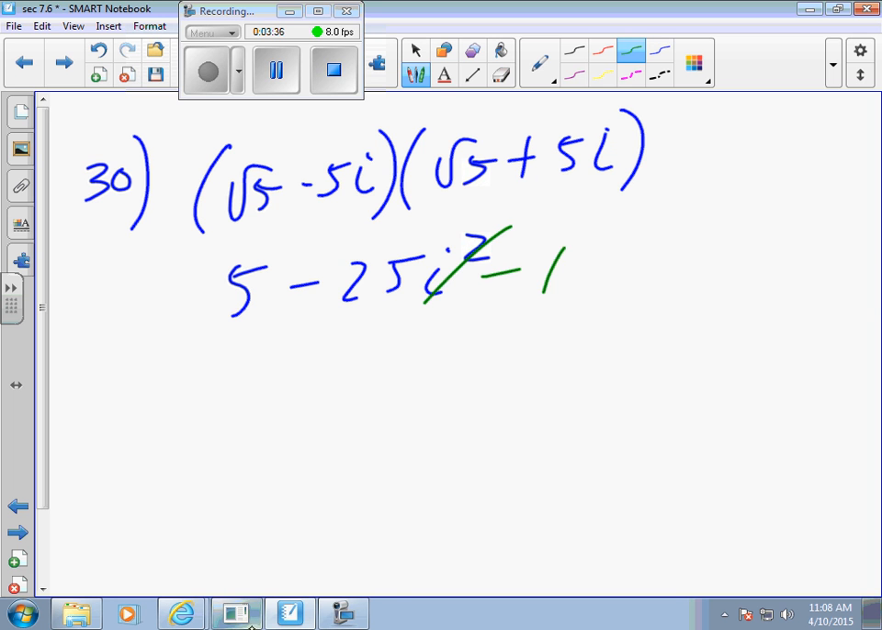So I'm going to change my i squared to negative 1. Negative 25 times negative 1 gives me plus 25, and that gives me 30.